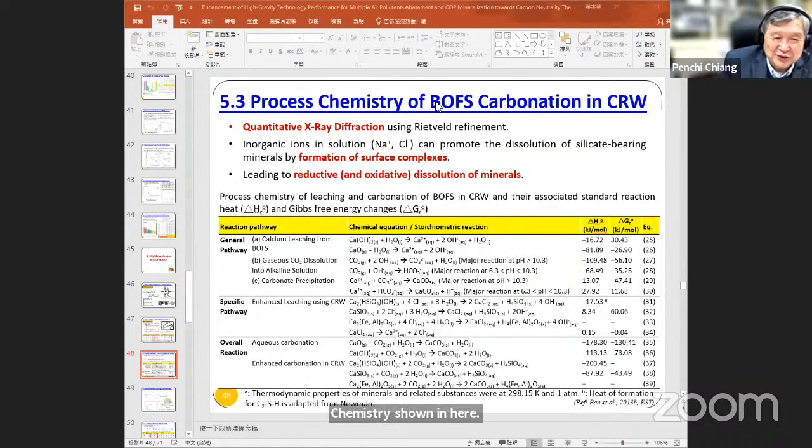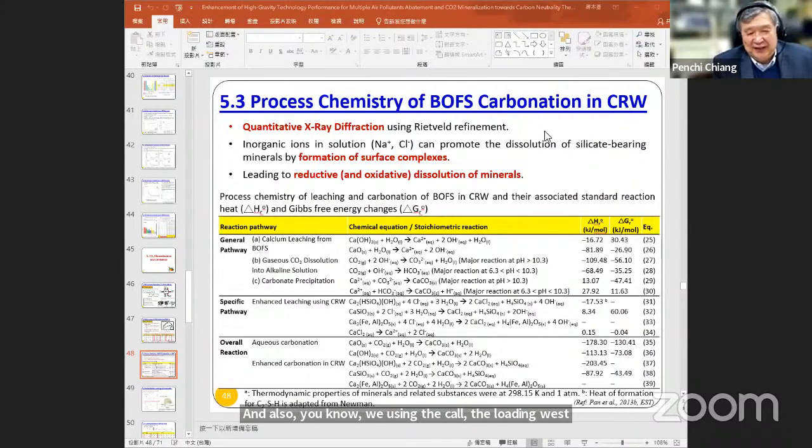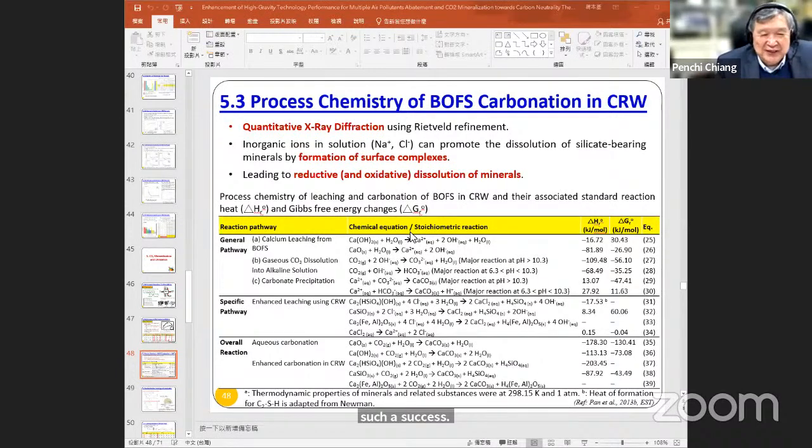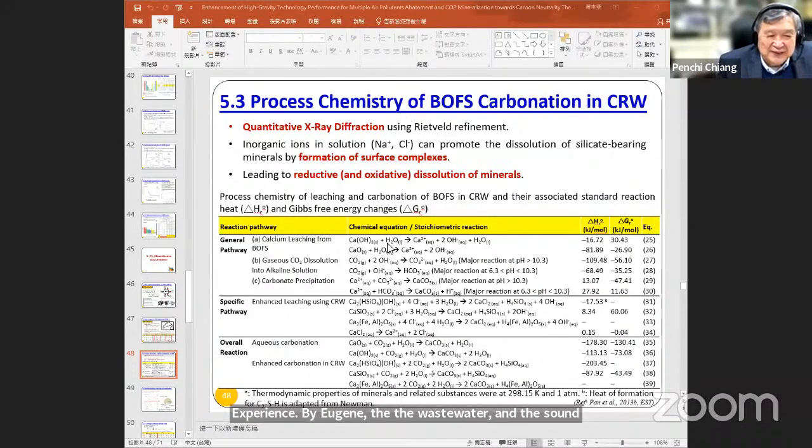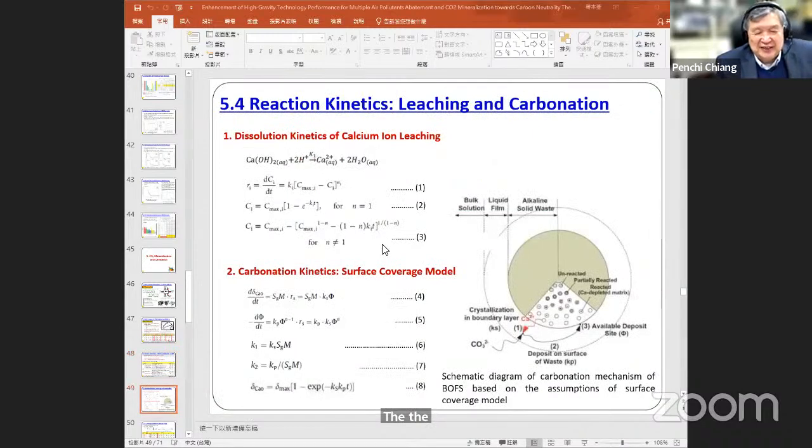And also, we are using the loading wastewater from the steel industries. So we have such a successful experience by using the wastewater and some waste chemicals, the waste such as steel making slag. So we have a successful experience.